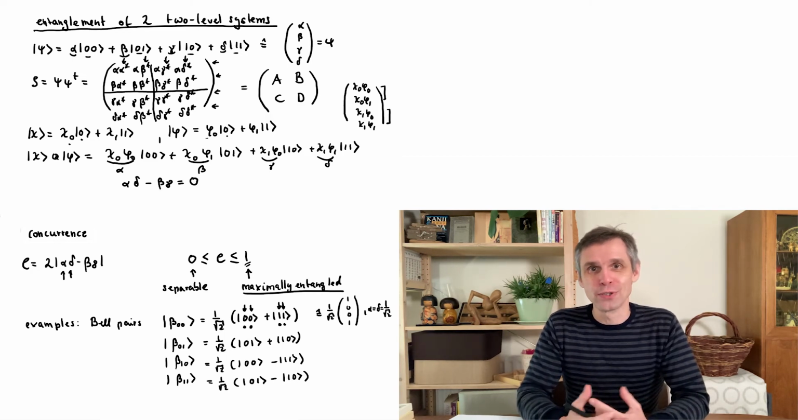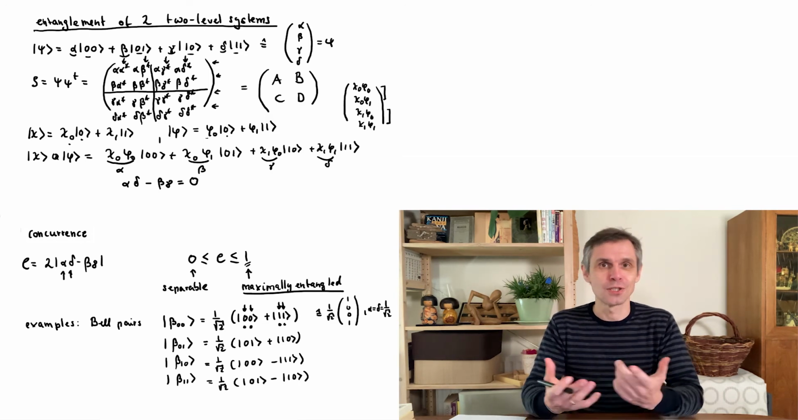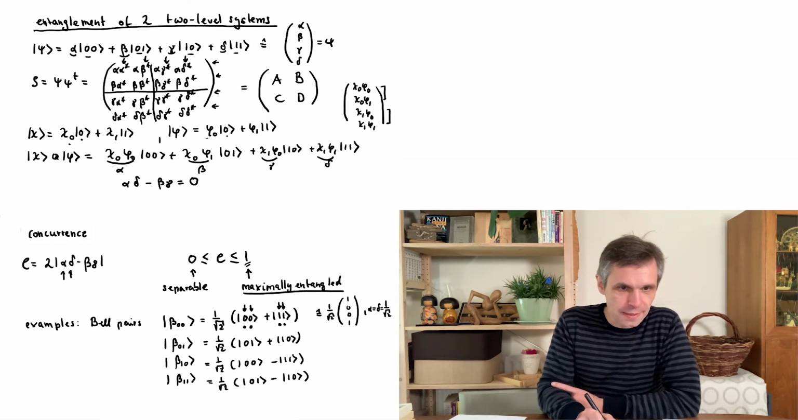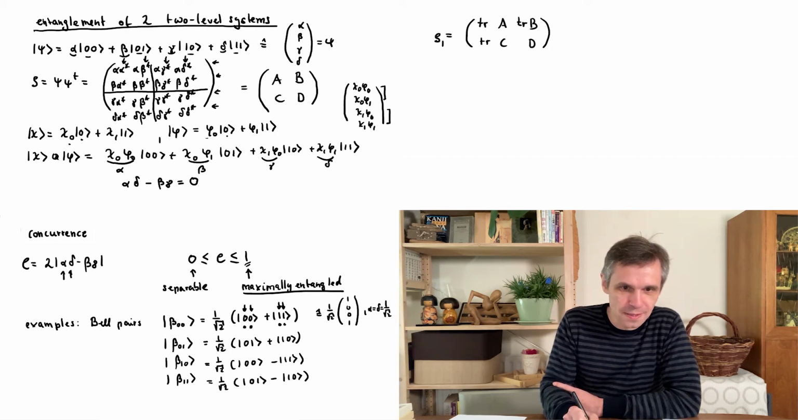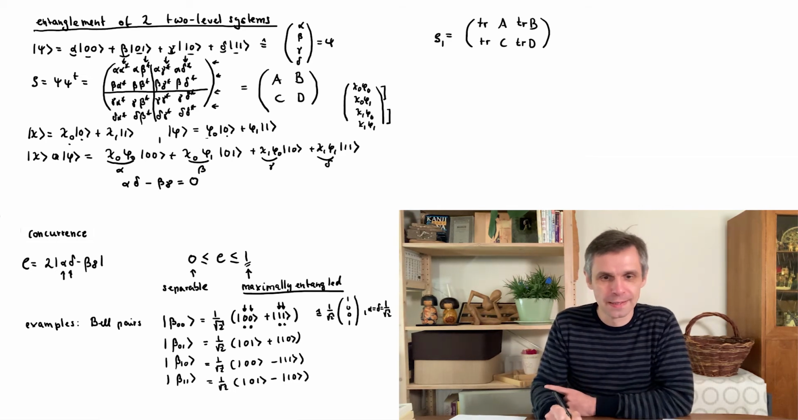For a generally non-separable but also not maximally entangled state, just the most general form. But the density matrix can still be written in this block form of blocks A, B, C, D. And then the reduced density matrix of the first part of our quantum system, of the first two-level system, is just obtained by taking the traces of these 2x2 matrices.